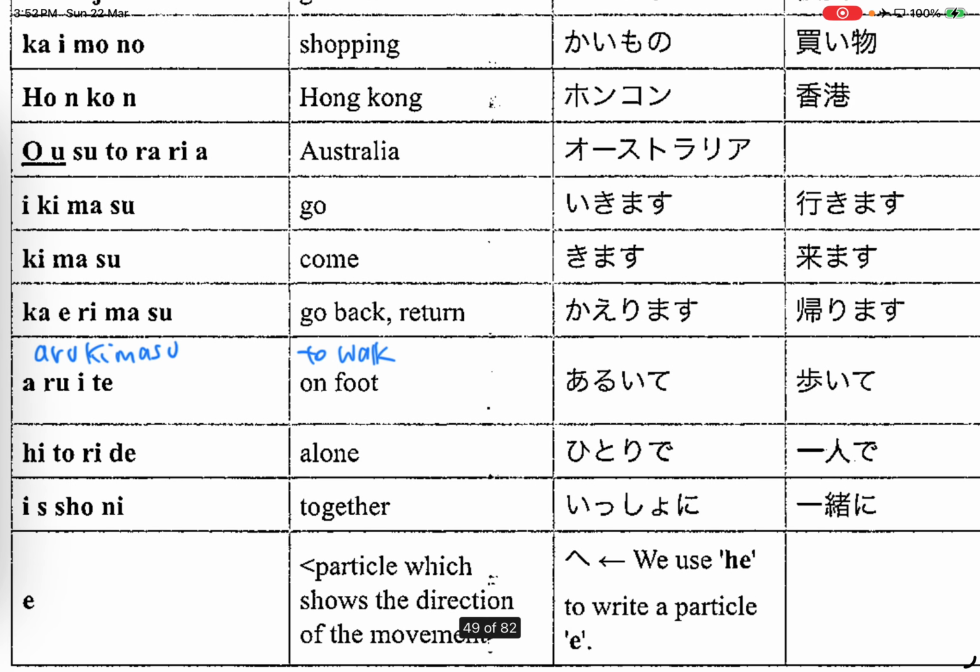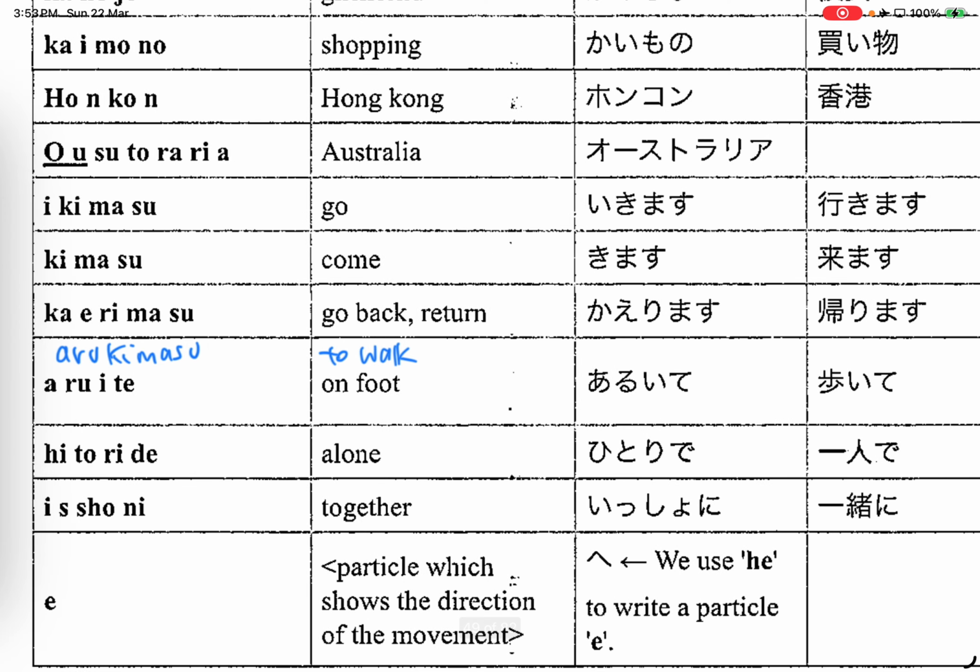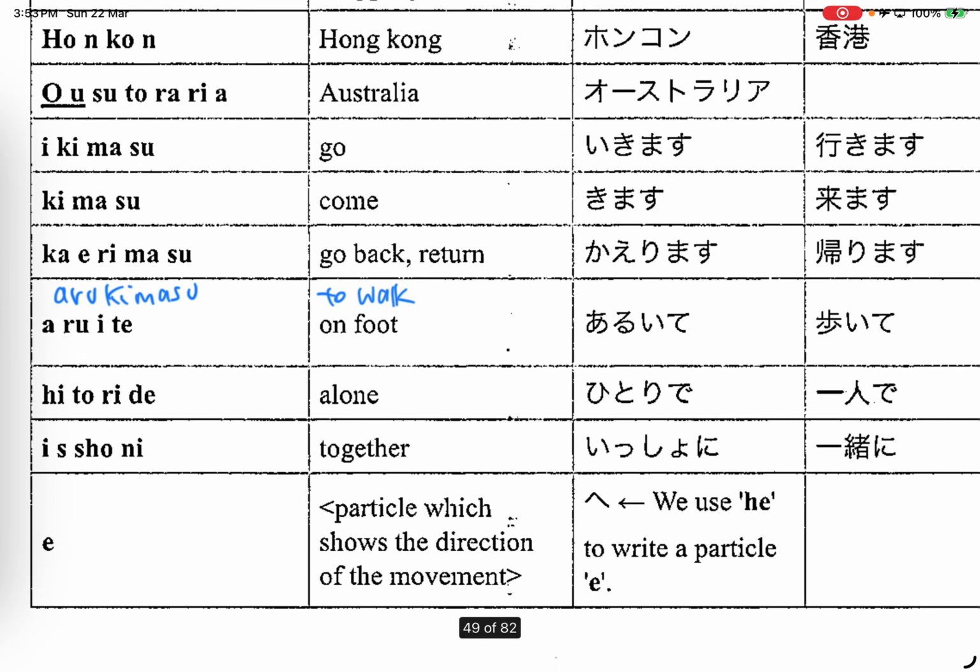Next we have aruite. Aruite comes from the word arukimasu, which means to walk. The te at the back suggests that this is a te form. Te form we will learn in E2, but for now we need to use it for another reason, which we'll go through in the grammar section. Of course, arukimasu is also a directional verb, because you have to walk to somewhere. Next, hitoride.